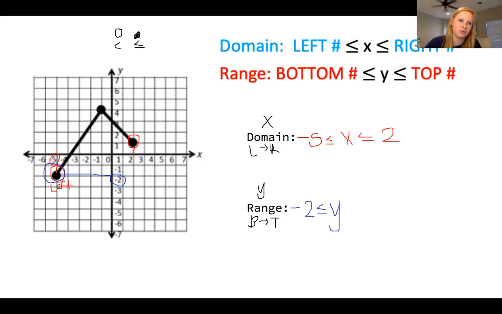Then I'm going to have to go see where's the very top point. And it's actually not the same one. It's going to be this guy right here. And I'm going to draw a line over to the y. So this is my top. And that is at 4, and it is filled in. So we're going to say less than or equal to 4. So y is greater than or equal to -2, but less than or equal to 4.